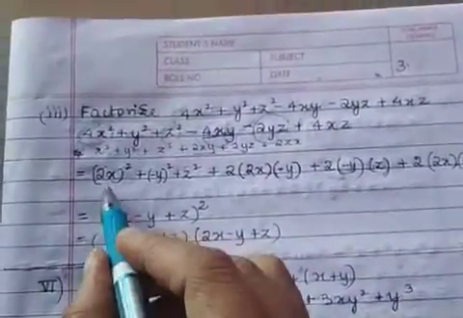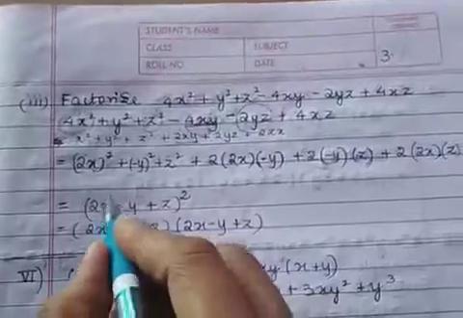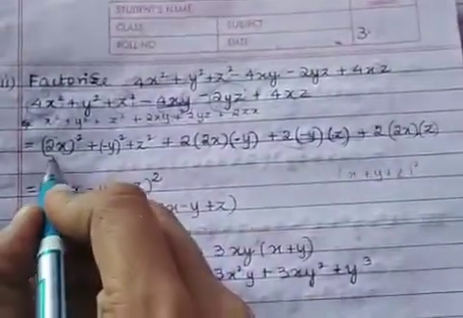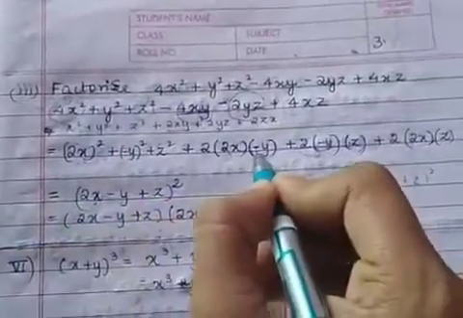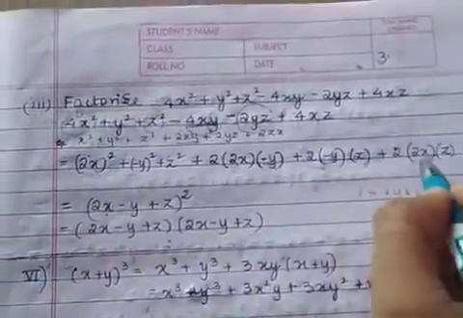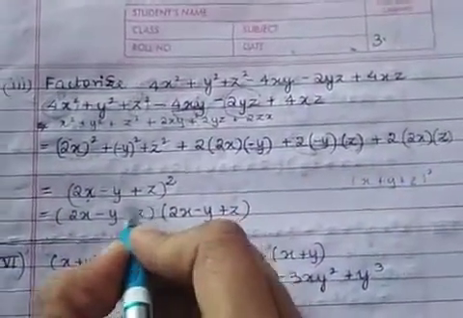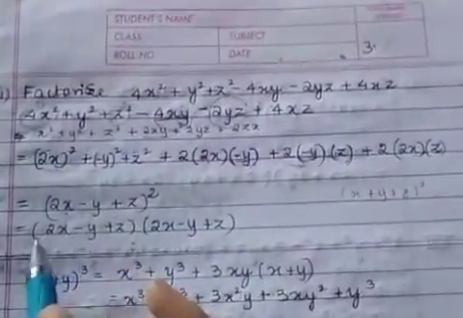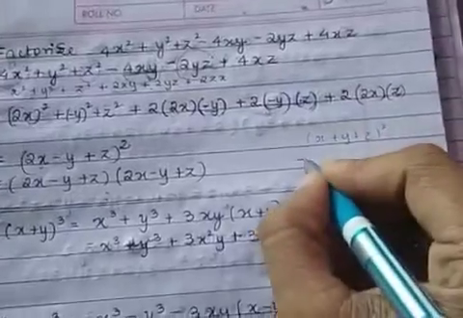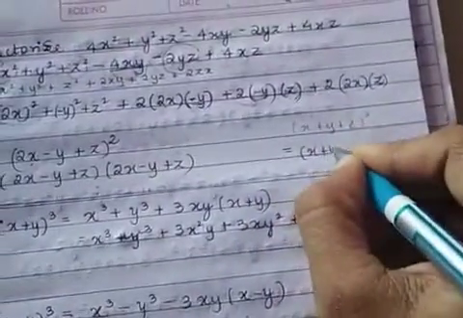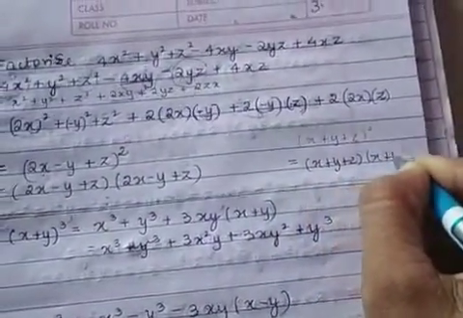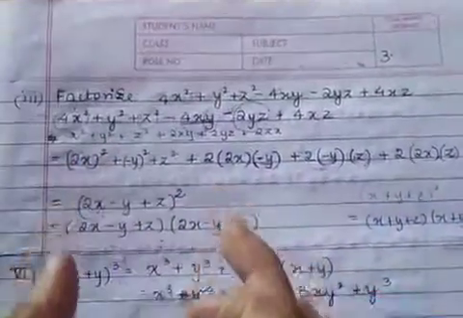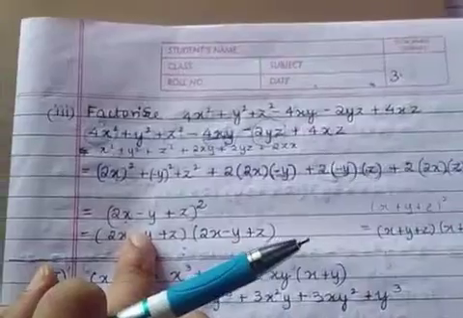So now this formula is nothing but you have to write it in the form x plus y plus z the whole square. So in place of x you have 2x, in place of y you have minus y, and in place of z you have plus z. So this is 2x minus y plus z the whole square, and I can write this as x plus y plus z into x plus y plus z. Since it is asked to be factorized, you have to write the factors. So these are the two factors.